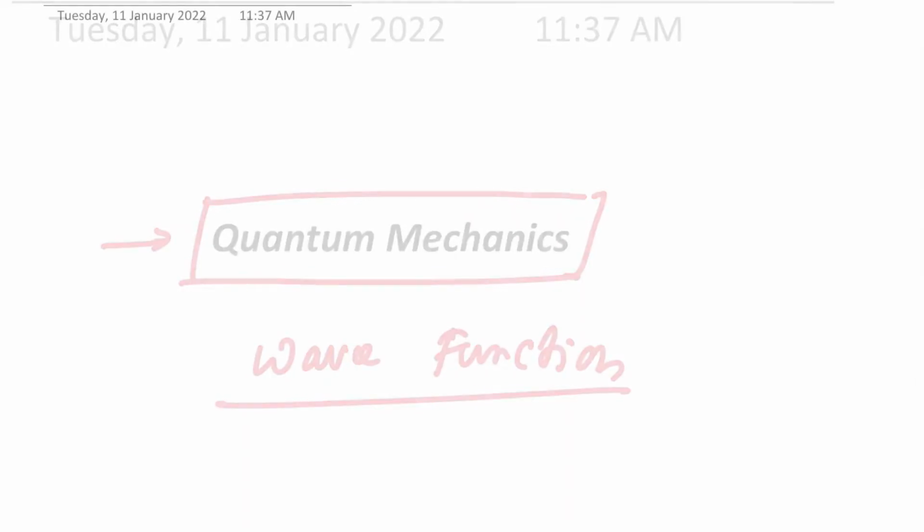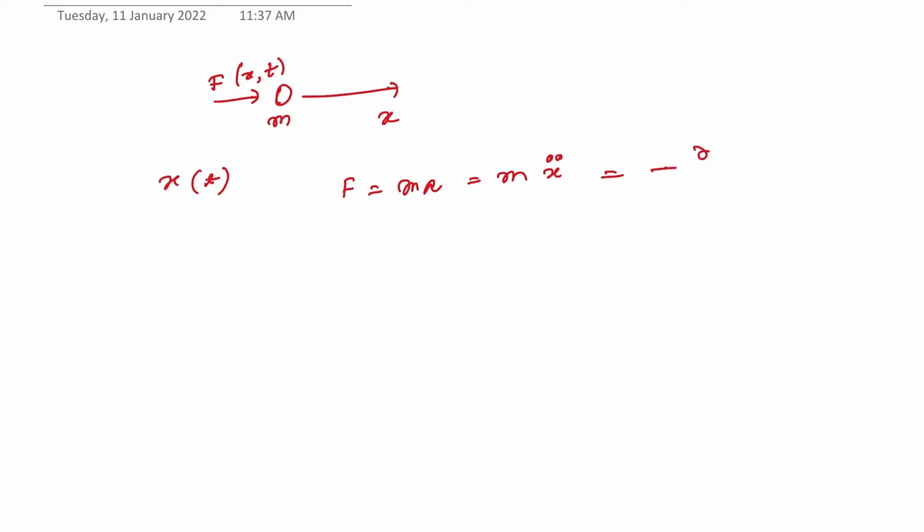So let's start. Now you see, in classical mechanics, suppose this is a particle of mass m, moving along the x-axis, and the force applied on it is F, which is also a function of x and t. To find the position x at any time t, in classical mechanics we used Newton's second law, that is F is equal to ma. Here a means acceleration, which is given by the second order derivative of x, or F is the negative of del V by del x, where V represents the potential.